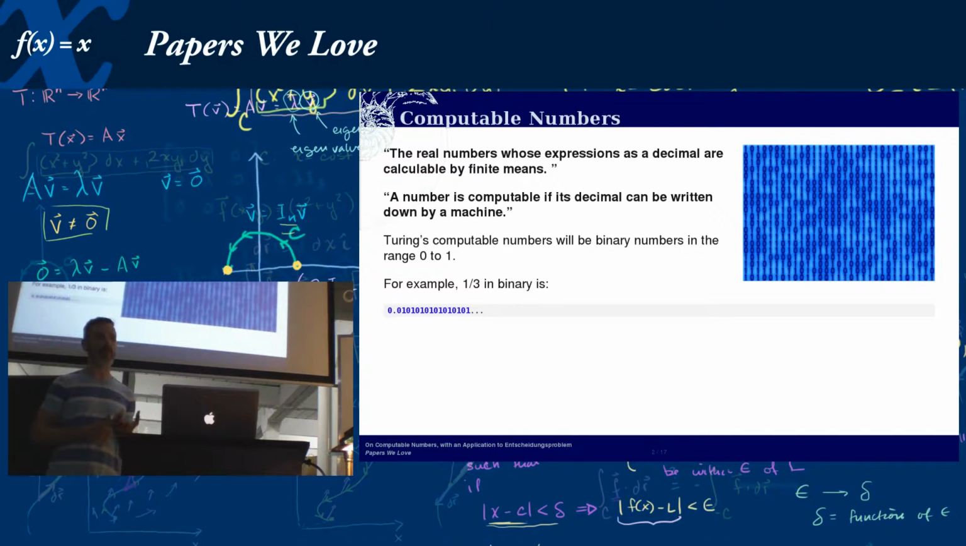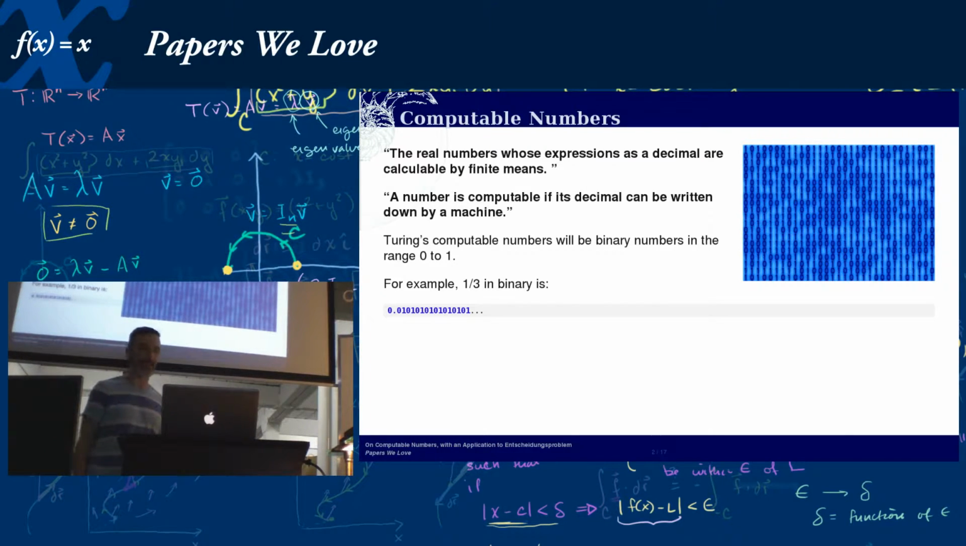This doesn't mean the number itself is going to be finite. Most of the numbers that Turing's machines calculate are infinite, but they can be expressed as a series of operations that can be expressed in finite steps. A number is said to be computable if its decimal can be written down by a machine. He also restricts the computable numbers to be binary numbers. He actually uses fractional binary numbers in the range of 0 to 1.